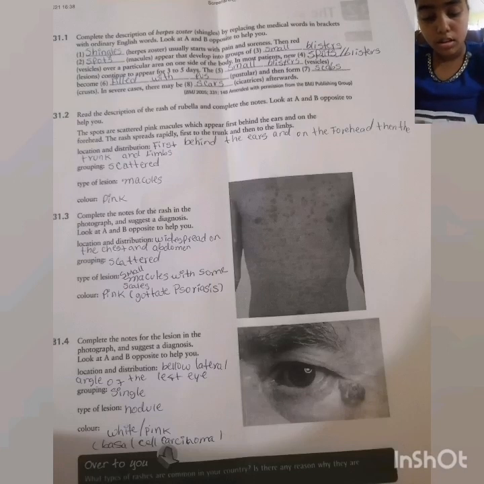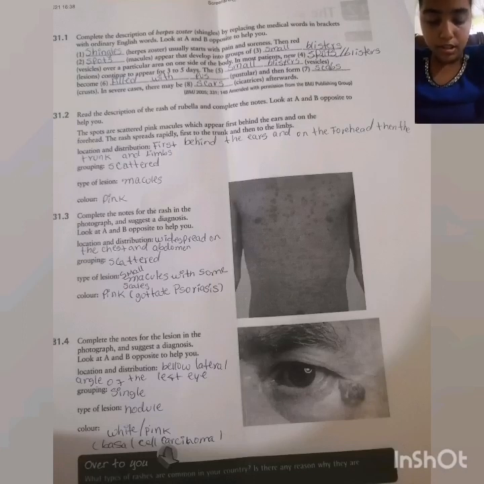Point 3. Complete the notes for the rash in the photograph and suggest a diagnosis. Look at A and B opposite to help you. Location and distribution: widespread on the chest and abdomen. Grouping: scattered. Type of lesion: a small macula with some scales. Color: pink.